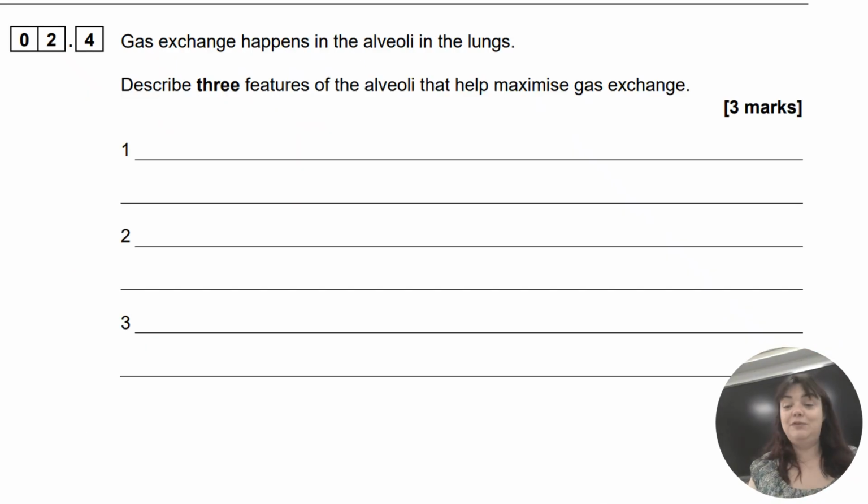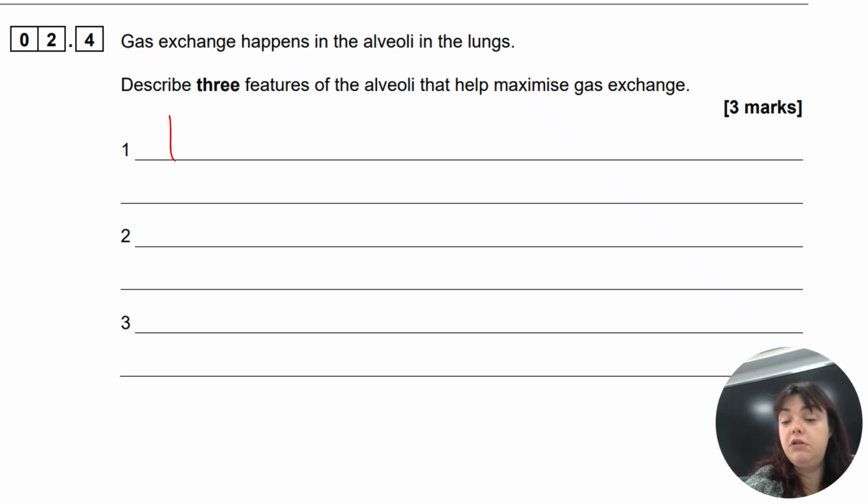Gas exchange happens in the alveoli and the lungs. Describe 3 features of the alveoli that help maximize gas exchange. Okay, now it's just a description, and it's only 3 marks. So it is a big 3, but it is literally just stating what the big 3 are. It's not linking the big 3 to how the alveoli are helping with the maximizing of gas exchange.